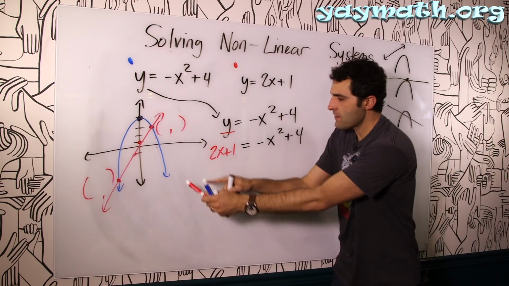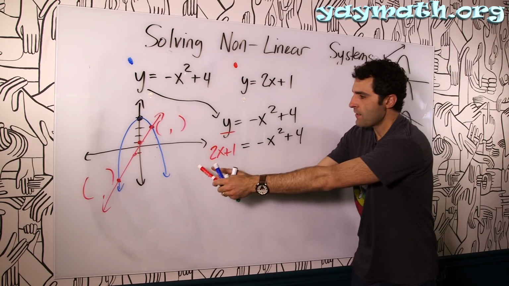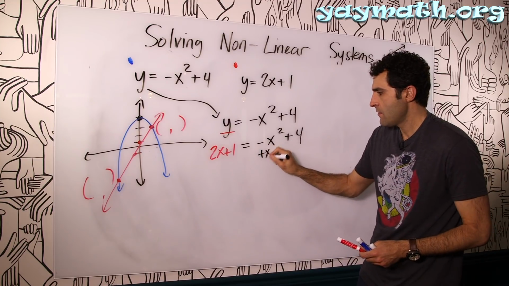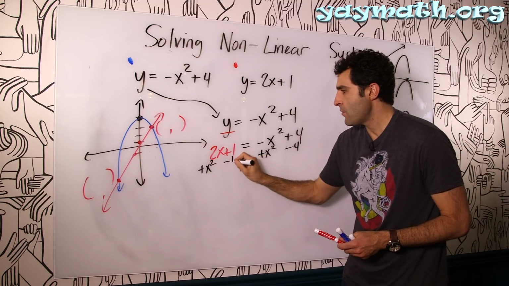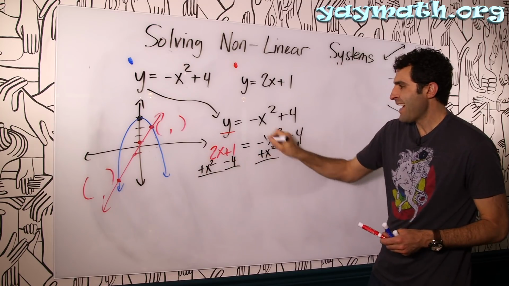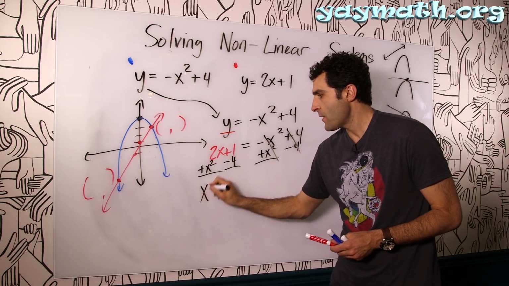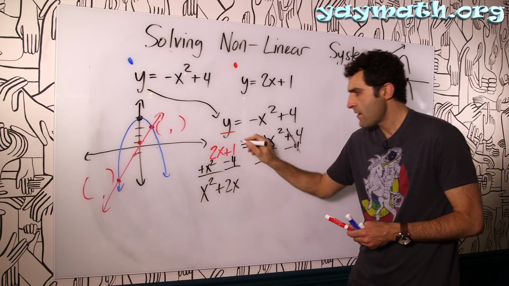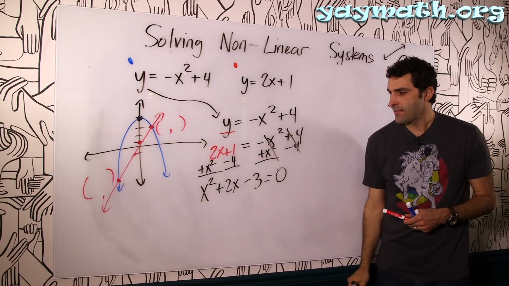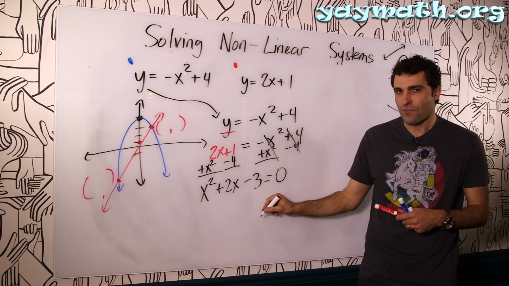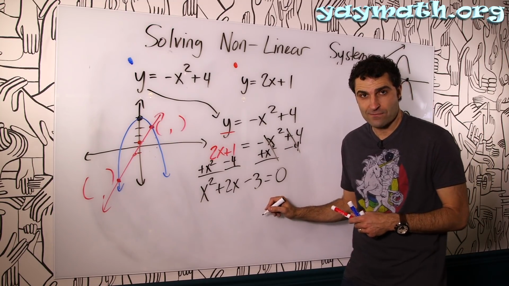I'm going to bring everything to the left. Plus x squared over here, minus 4, minus 4. This is x squared plus 2x minus 3 equals 0. All right, this is factoring time, or in French, le factor.